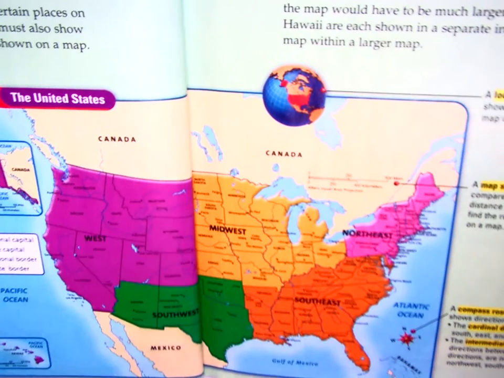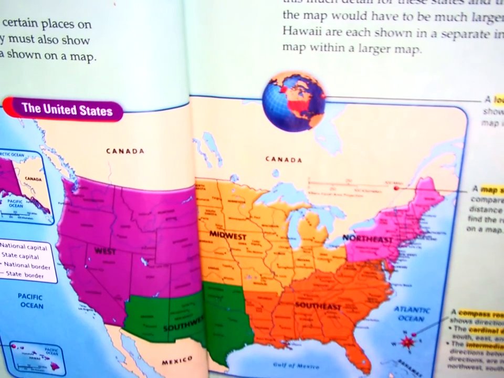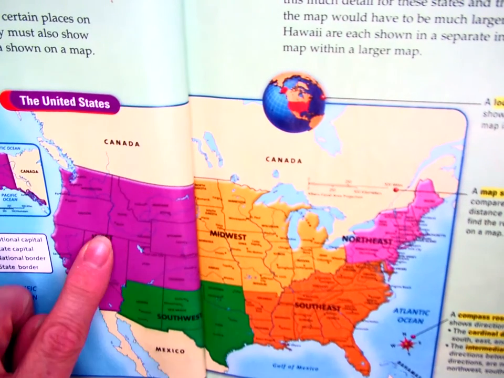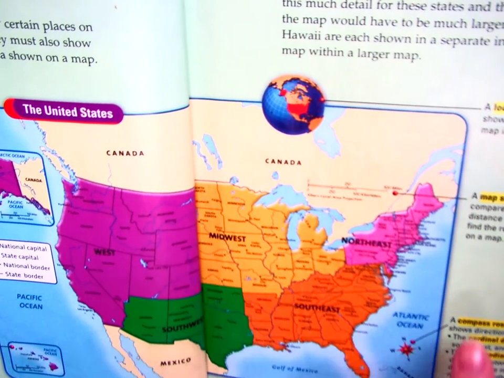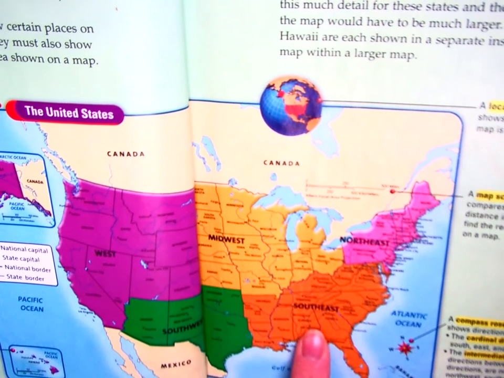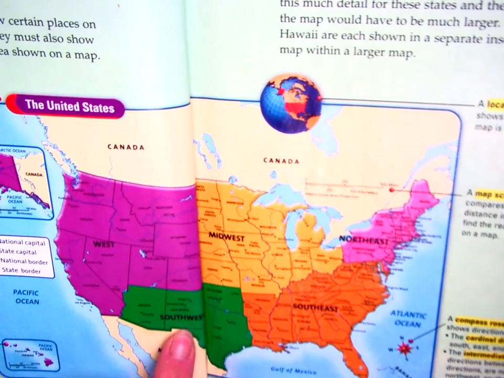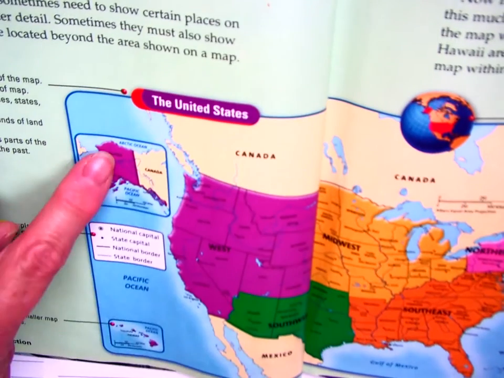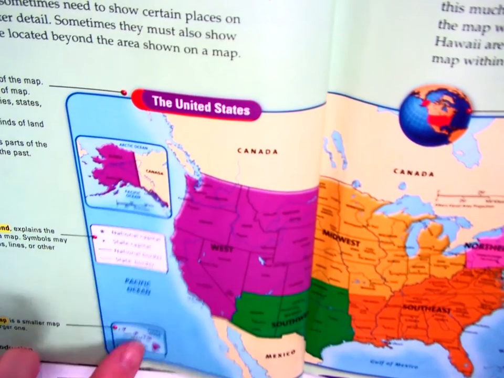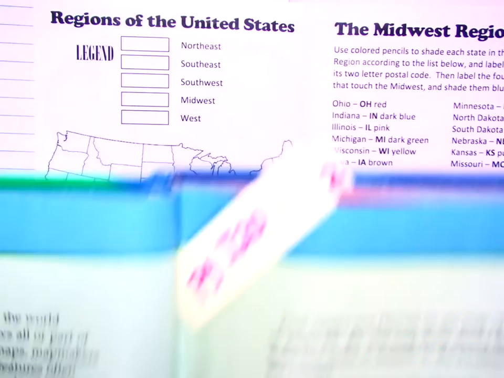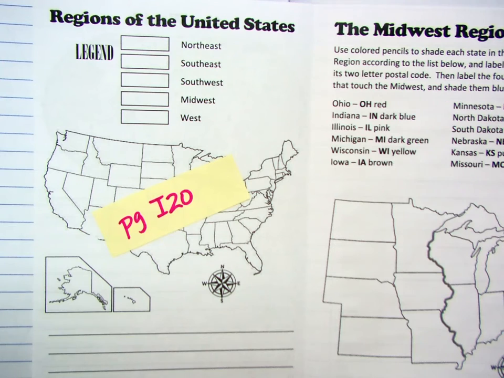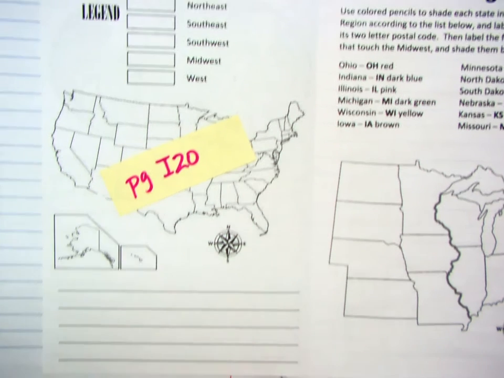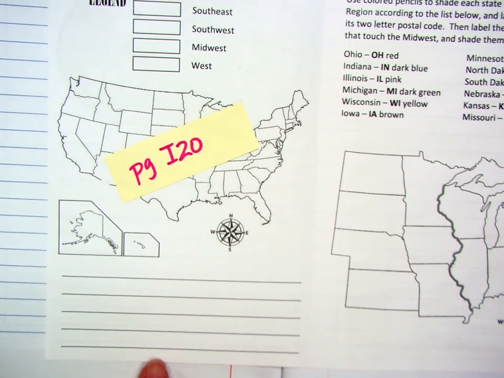I would recommend that you use the same color system on your map just to make it easier. So you'll color the Western region purple, the Midwest yellow, the Northeast pink, the Southeast orange, and the Southwest green. Remember to include Alaska and Hawaii, which both count as part of the Western region of the United States. So the colors and the states can be found on page I-20 in your Social Studies book. And then you're going to be writing some notes at the bottom of this page, which I'll show you in just a minute.